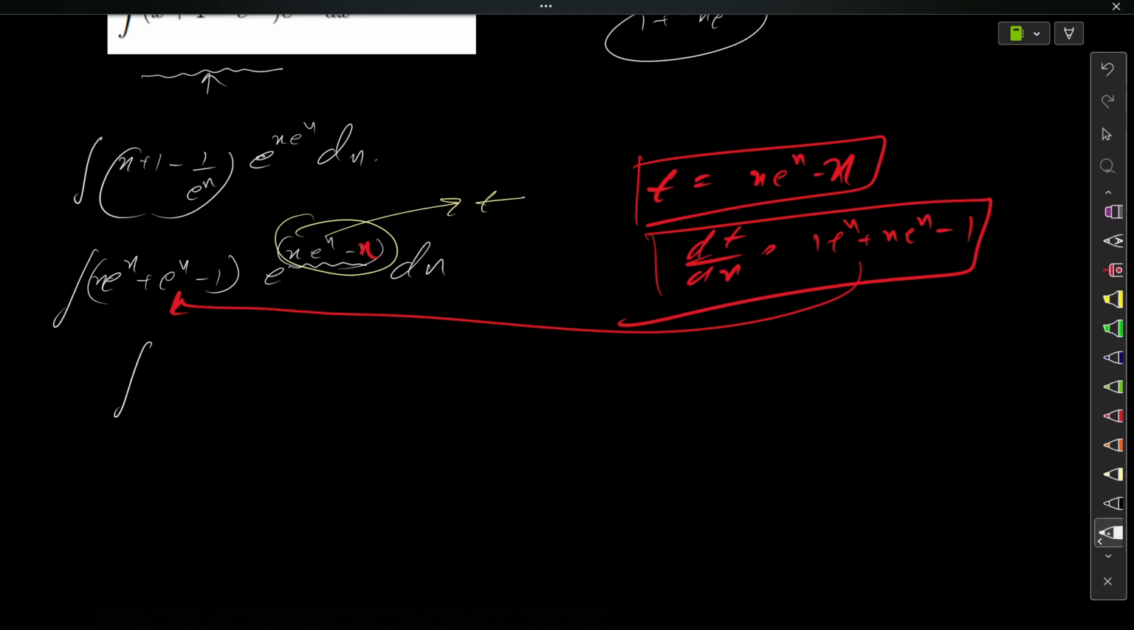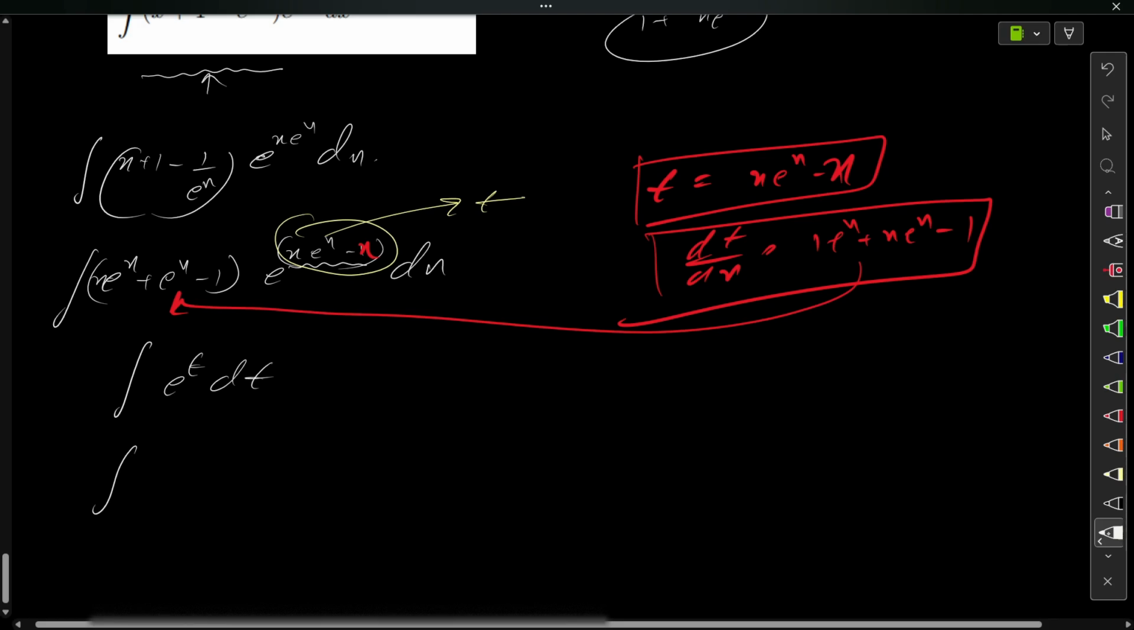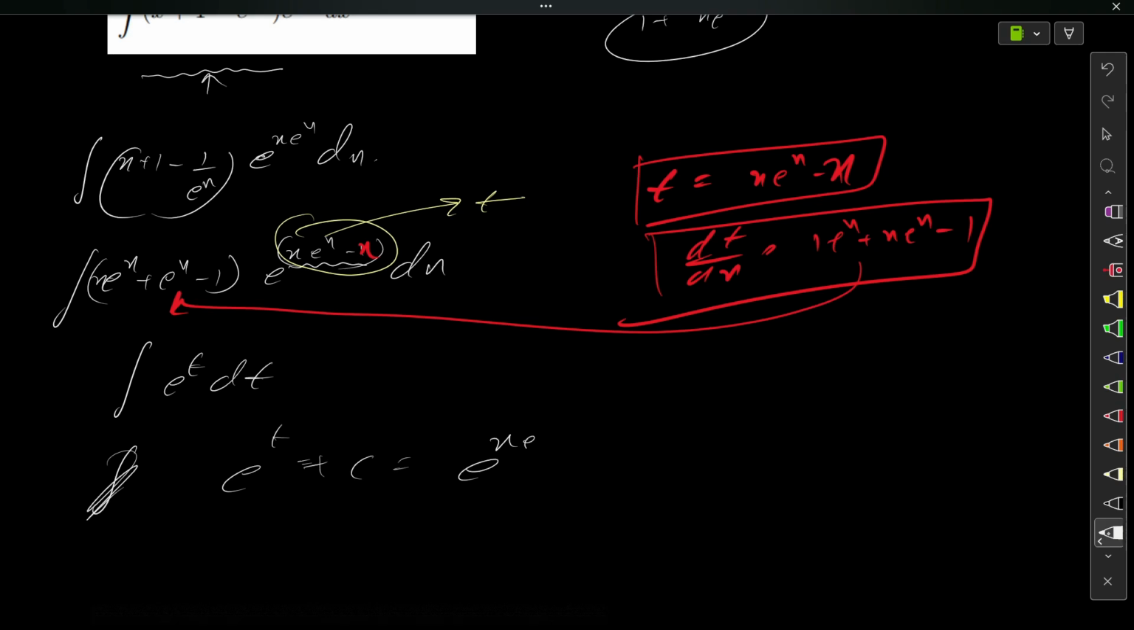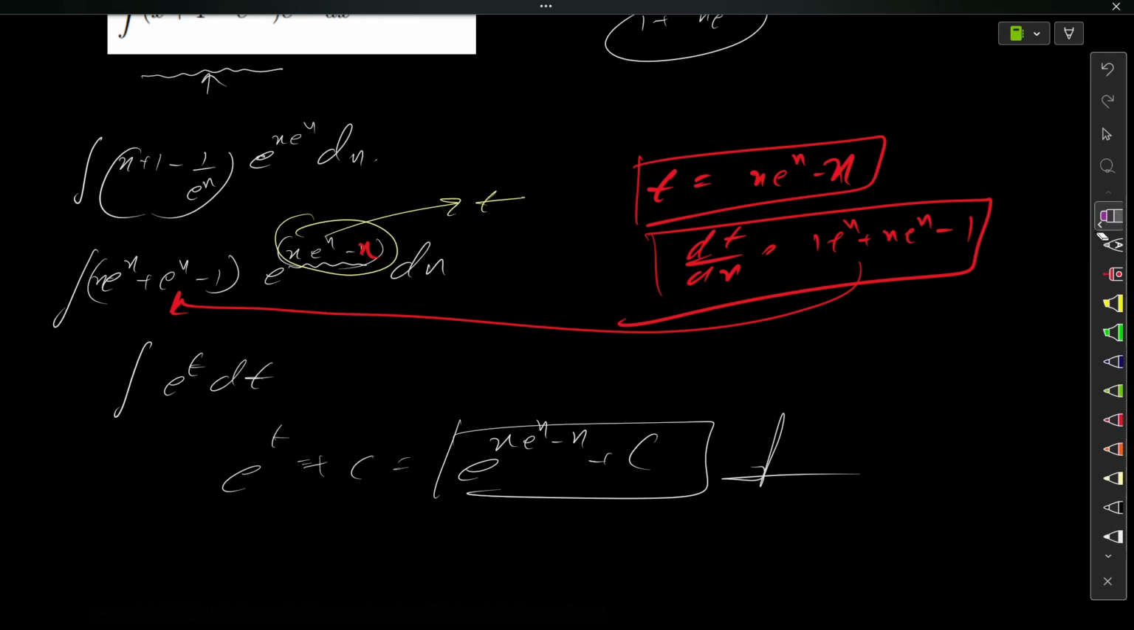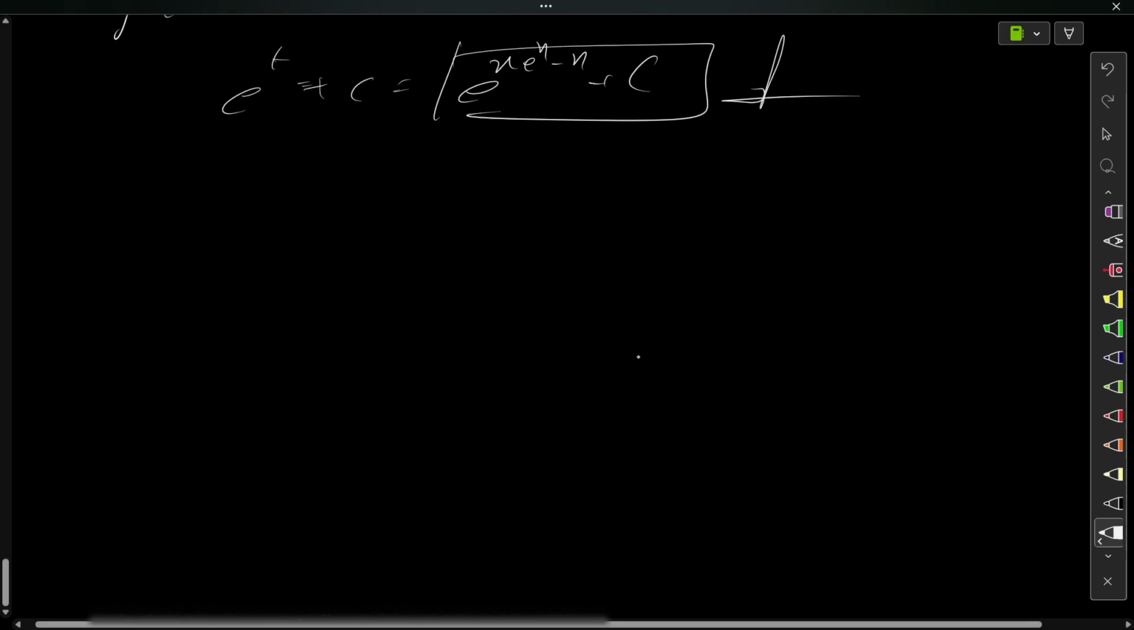Okay, so there's no need to write it. So we are getting e to the power of t with respect to dt. So the answer is e to the power of t plus e to the power of x, which is e to the power of x minus x plus c. Yeah, and here's the answer to this question. Okay, next question.